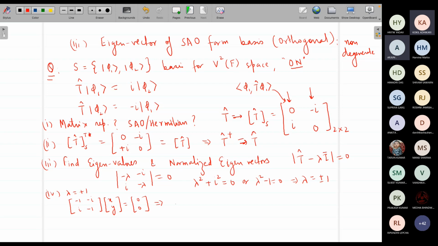Sir, y is an independent coordinate, so we can take it as 1. But what is the relation which you have found out? I X is equal to minus IY, which is y is equal to ix. It is one and the same thing. So if I write x, then I write ix, right? So this is, let's say, the first eigenvector which I am trying to find out.